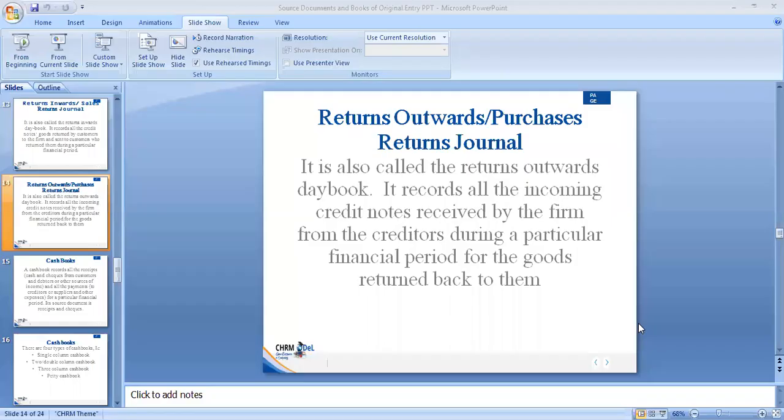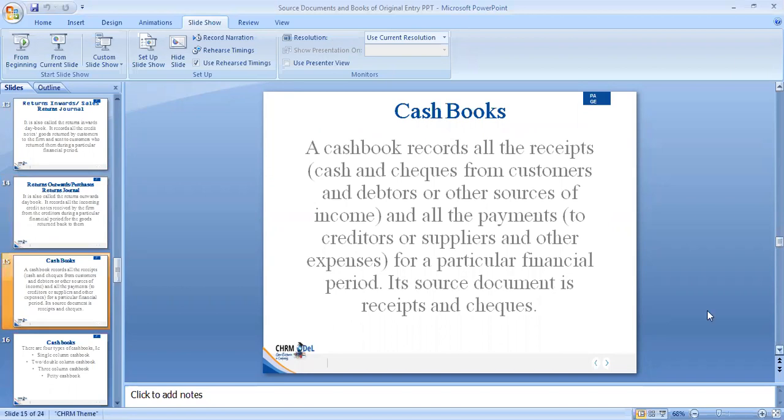I hope it is well understood. We have talked about the 4 books of original entry: sales, purchases, sales returns, purchases returns. Now we can move on. The other book of original entry is what we call the cash book. The cash book is actually a ledger, and we normally also call it a book of original entry.